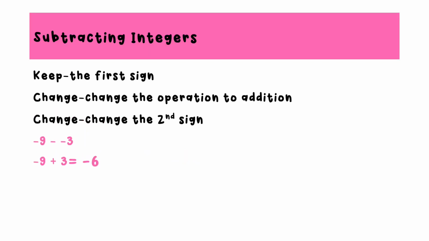Subtracting integers. For subtracting integers, you have the rule of keep, change, change. Keep the first sign, change the operation to addition, and change the second sign. For an example, we have negative 9 minus negative 3. So negative 9 plus 3 is equal to negative 6.